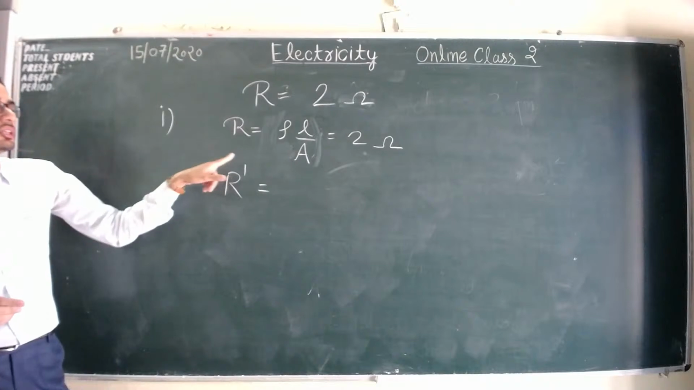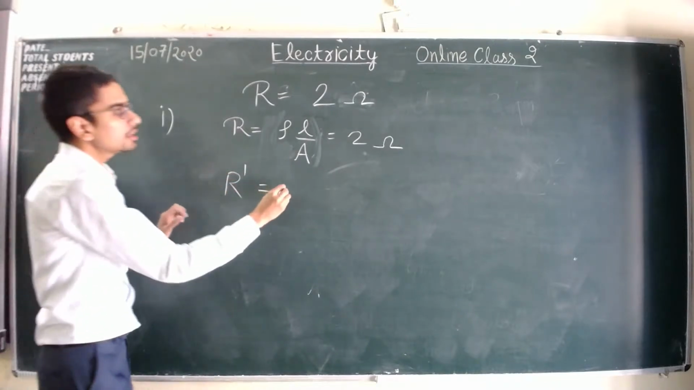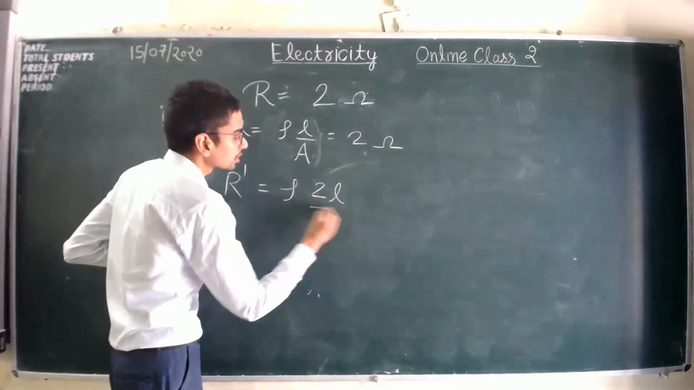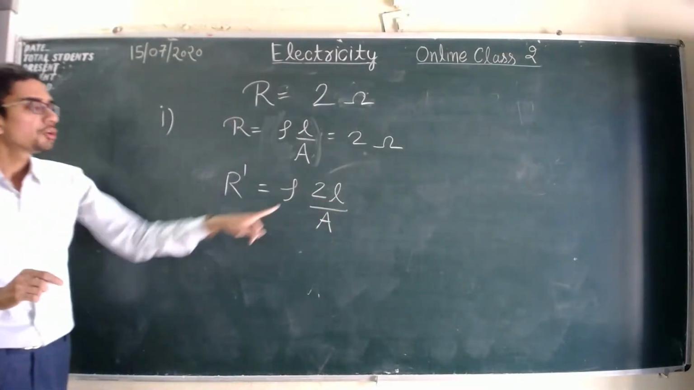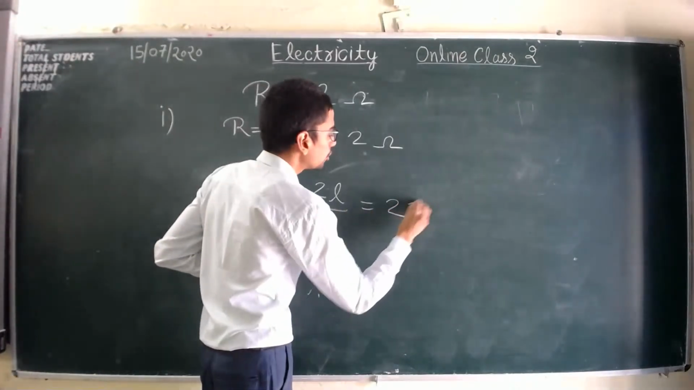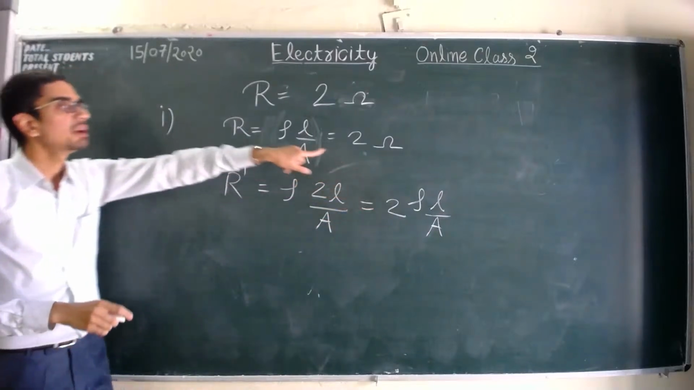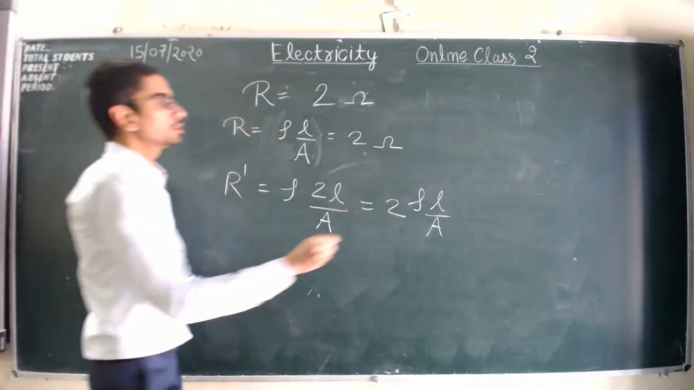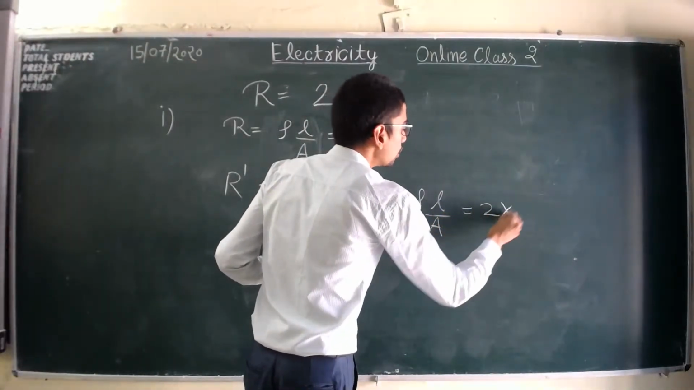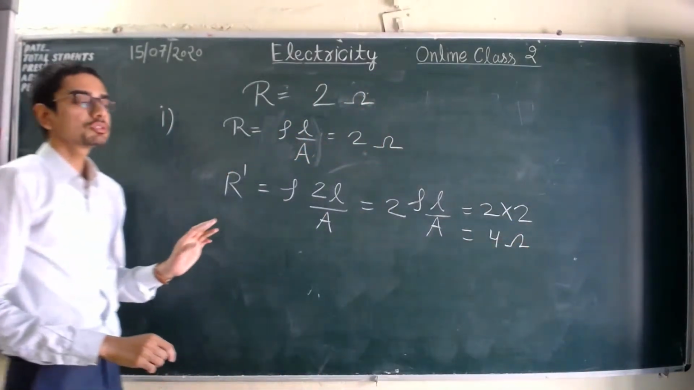New resistance you denote by R dash. R dash, put a dash over R, it is the second resistance. In this case what have we done? We doubled the length. Take the constant 2 forward: 2 rho L by A, and you know the value of rho L by A is 2. So 2 into 2 equals 4 ohm. That's how you have to solve.